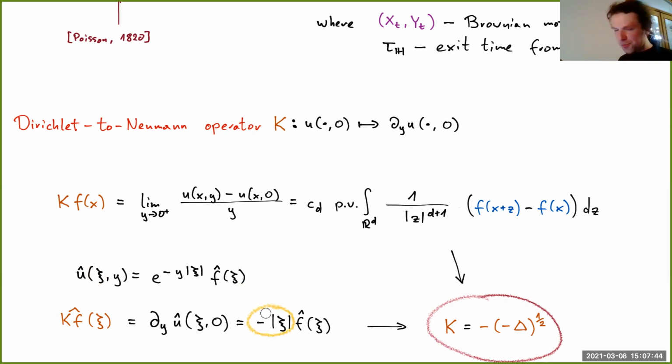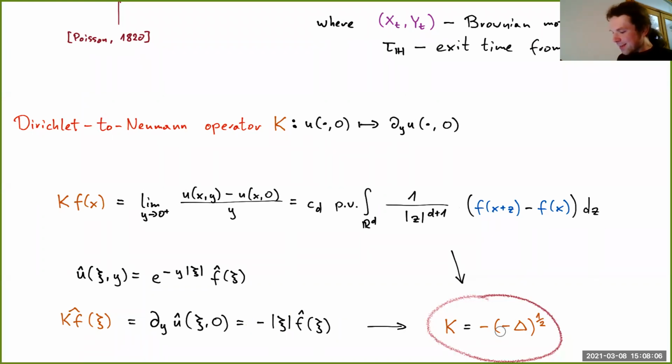That tells you, for example, the following. If you take K squared, then that will multiply your function by |ψ| squared, which is the symbol, the Fourier symbol of the Laplace operator. So K squared is minus Laplace operator, which means that K is essentially the square root of the Laplace operator in dimension d.